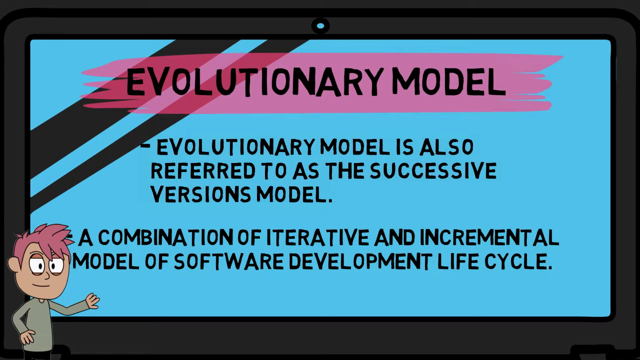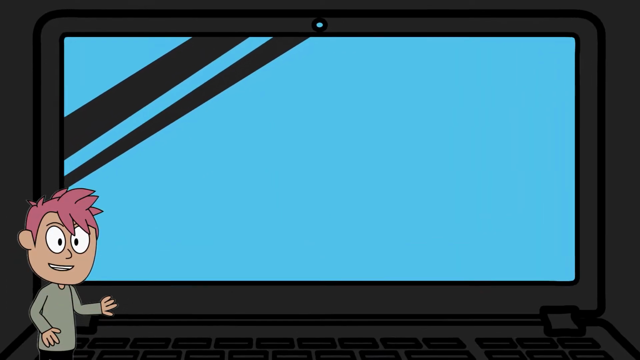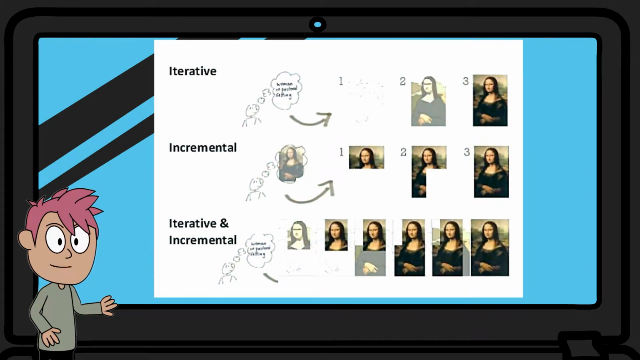It is a combination of the iterative and incremental models of the software development lifecycle. The evolutionary development model divides the development cycle into smaller, incremental waterfall models, in which users are able to get access to the product at the end of each cycle and can give feedback.